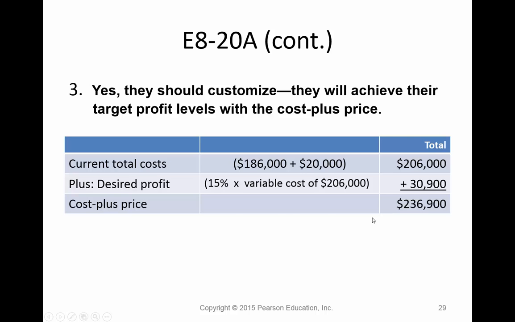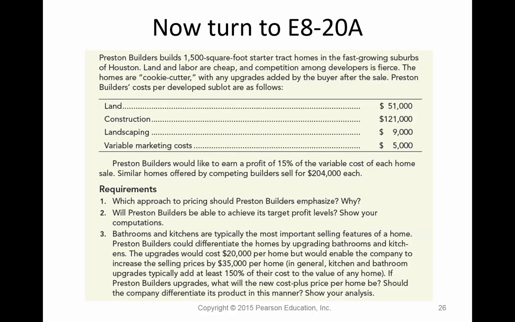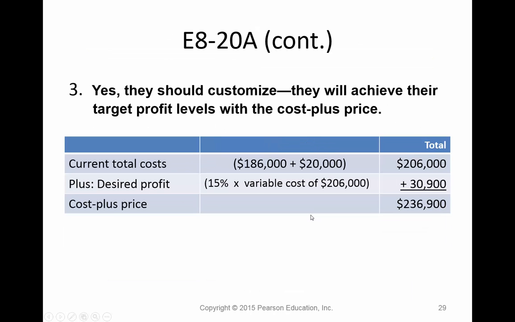And if we go back and look at what would the total price be for that now, we know that originally they were going to be able to sell them for $204,000. Now they're going to be able to increase the selling price by $35,000, which gives us $239,000. So $239,000, and yes, we will be able to do that with the cost plus price method here.